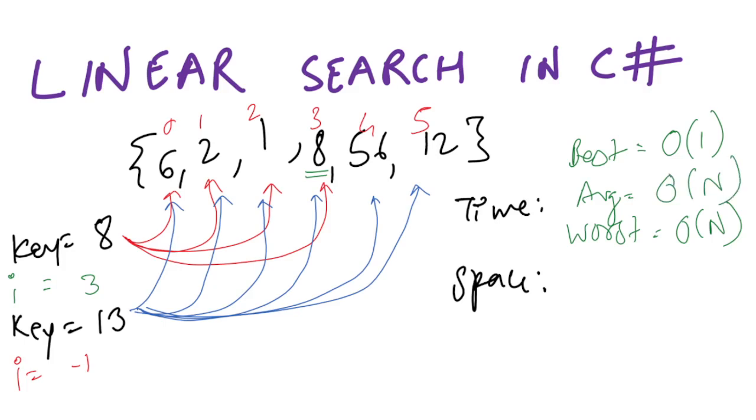For the space, you have only used one variable to keep your key to be searched. That means your space complexity, best case or worst case, doesn't matter, is going to be O of 1.